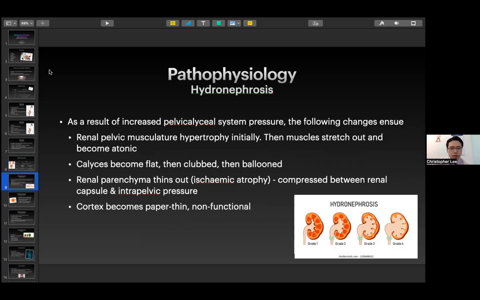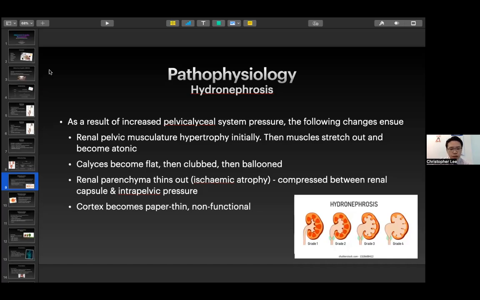The renal pelvic musculature hypertrophy occurs initially, and then eventually, same as the bladder and the ureter, the muscle stretches out and becomes atonic. Then the calyces become flat, then they become clubbed, and then finally they become ballooned. And these are the various stages of hydronephrosis appearance.